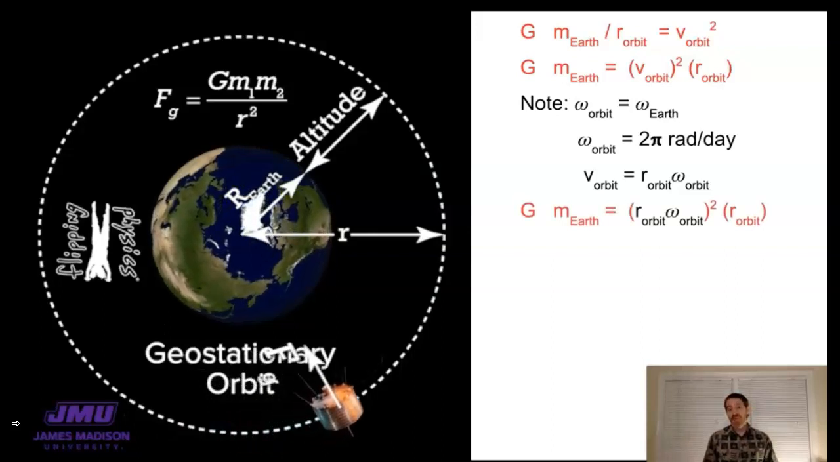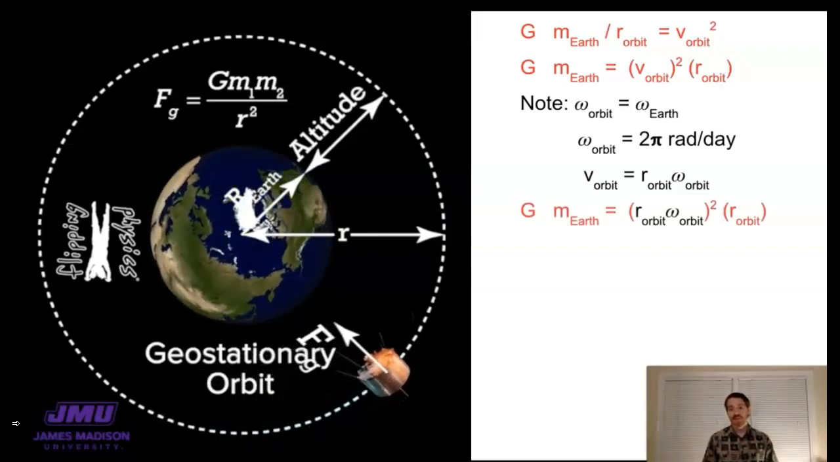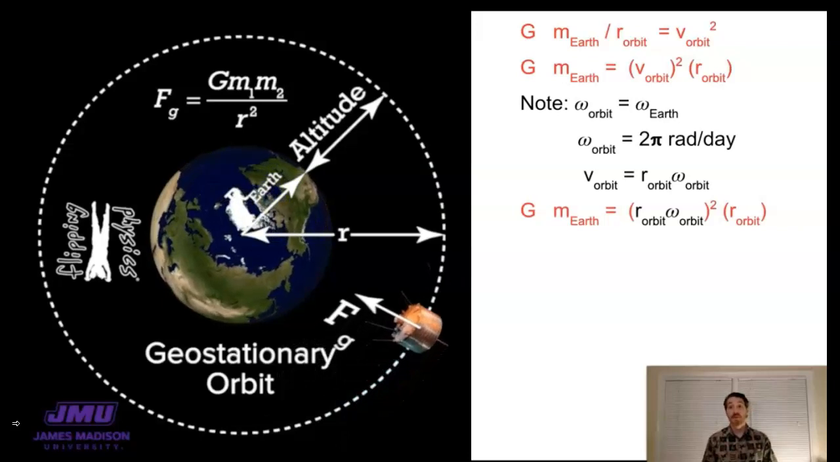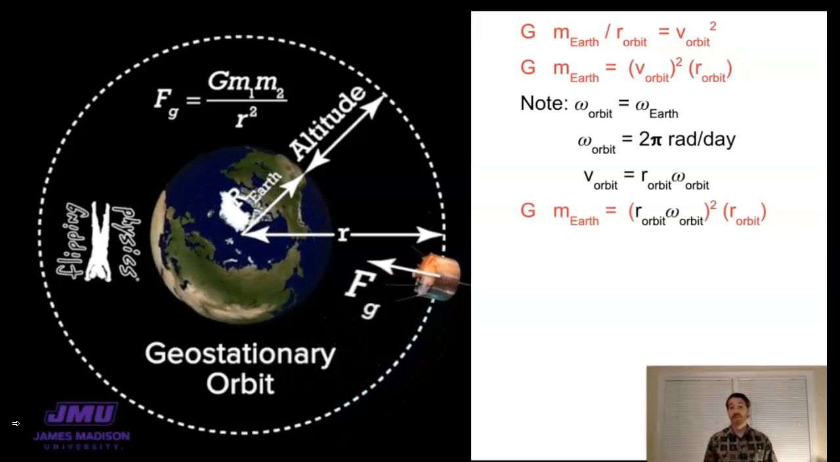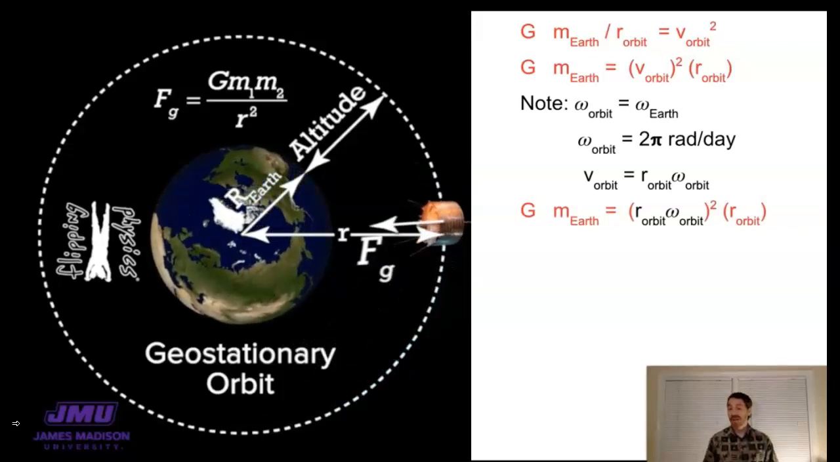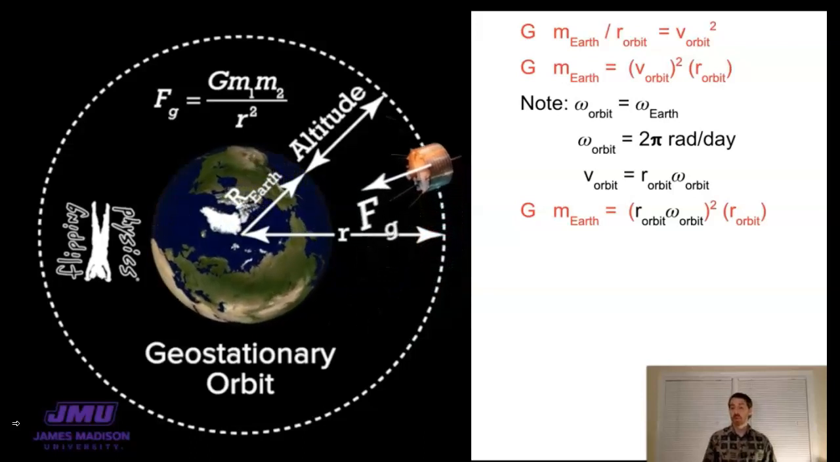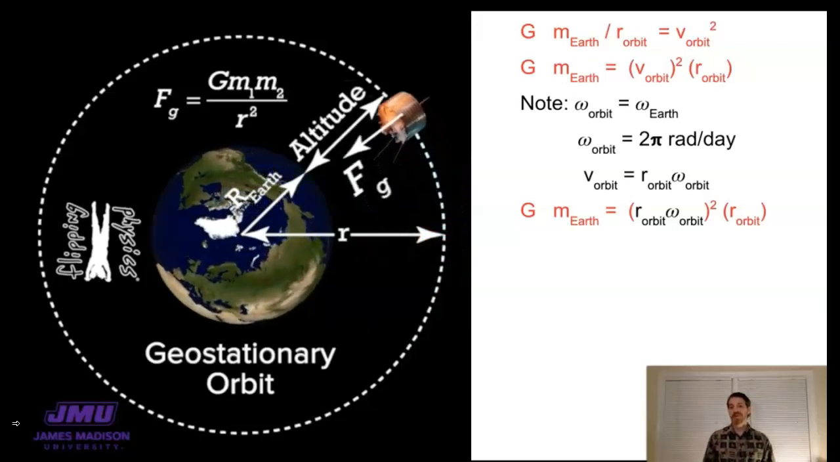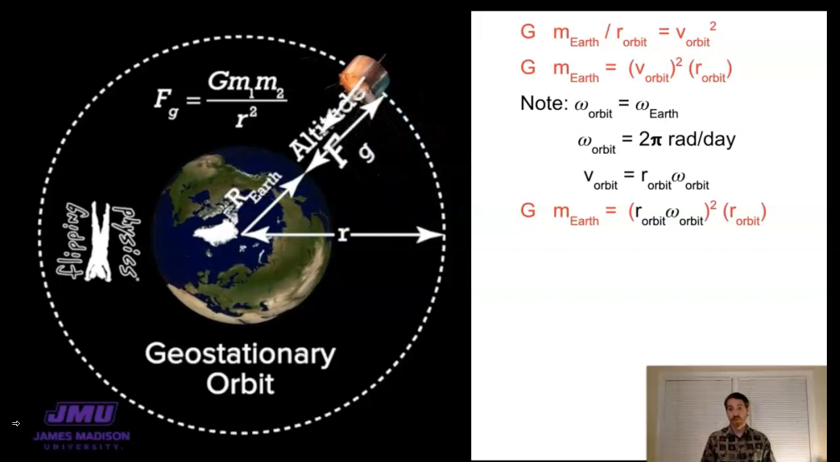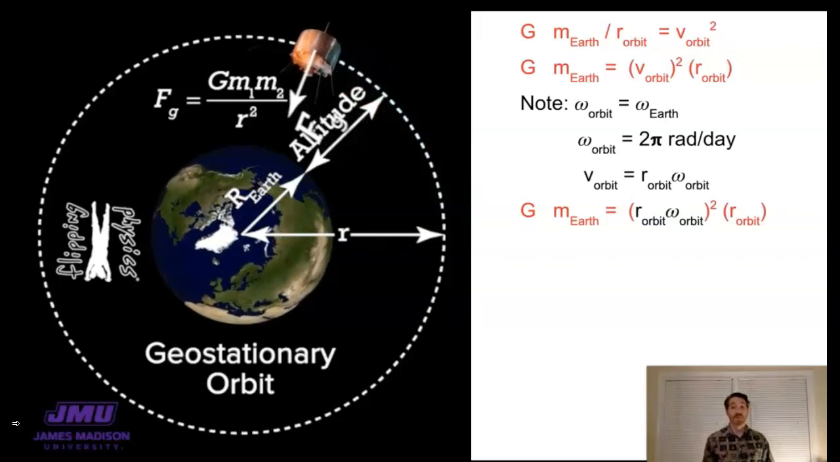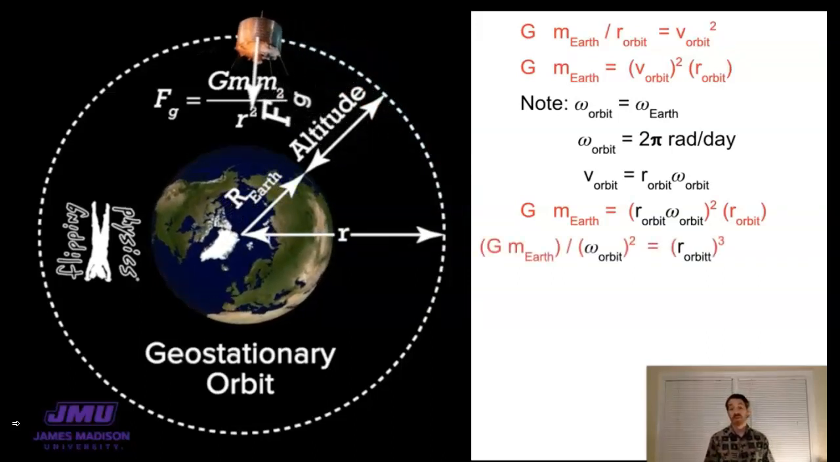So substituting that back in, the gravitational constant of the universe times the mass of the Earth, those are two constants on the left side of our equation, will equal the quantity, radius of the orbit times omega of the orbit squared, times the radius of the orbit. That means radius of the orbit shows up 3 times here, and I get an r cubed out of this.